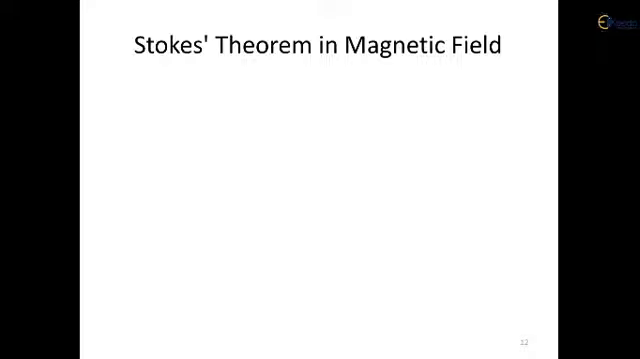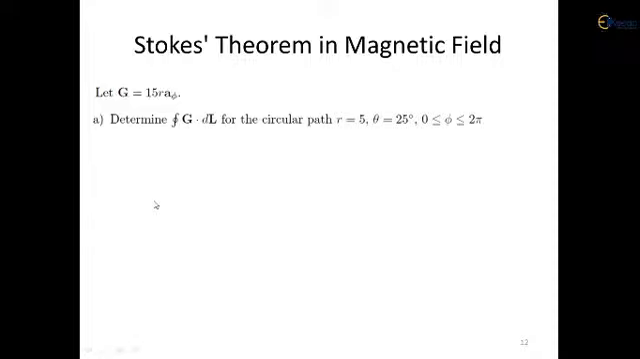The problem statement is, let G be equal to 15 times r in multiplication to the a phi unit vector. Now we have the continuation of the same to have the part A. In part A we are asked to determine the closed contour integral G bar dot dl bar for the circular path r is equal to 5, theta is equal to 25 degrees and phi is equal to 0 to 2 pi radians.